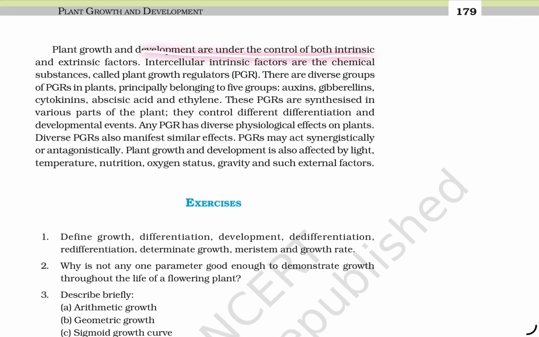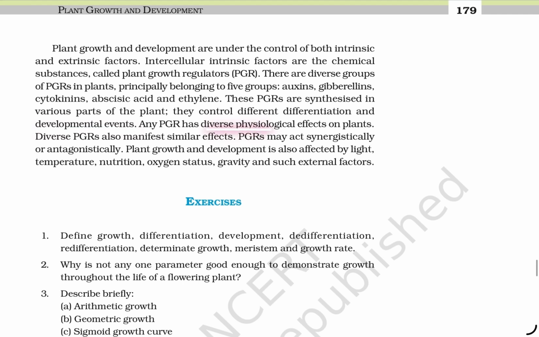Plant growth and development are under the control of intrinsic and extrinsic factors. Intercellular intrinsic factors are the chemical substances called plant growth regulators. These are a diverse group of PGRs. They belong principally to five groups: auxin, gibberellic acid, cytokinin, abscisic acid and ethylene. These PGRs are synthesized in various parts of the plant. They control different differentiation and development events. The PGRs have diverse physiological effects on plants.